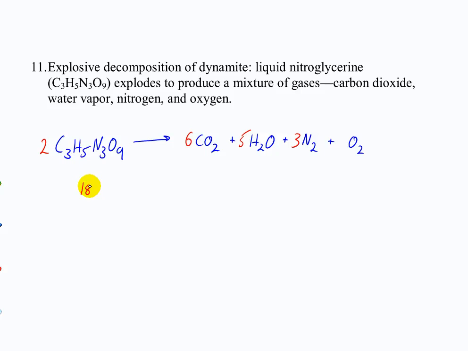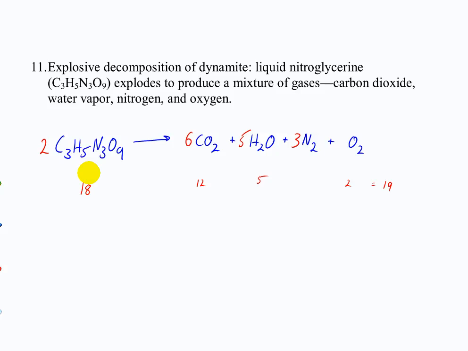On this side we have 18. And here we have 12, 5, and 2, which is 19. Well, that's a problem, right? Because we've got 18 here, 19 here. We can't just add one more oxygen atom on this side. So what do we do? We have to increase it.